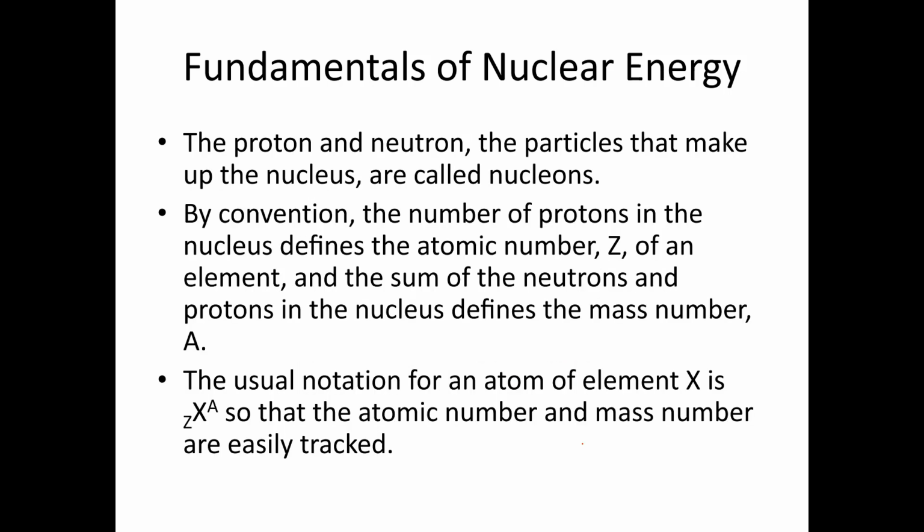The proton and neutron, the particles that make up the nucleus, are called nucleons. By convention, the number of protons in a nucleus defines what is called the atomic number of an element, and the sum of the neutrons and protons in a nucleus is defined as the mass number. The usual notation for an atom has the element X written such that the atomic number is the bottom left subscript, and the mass number is the upper right superscript.